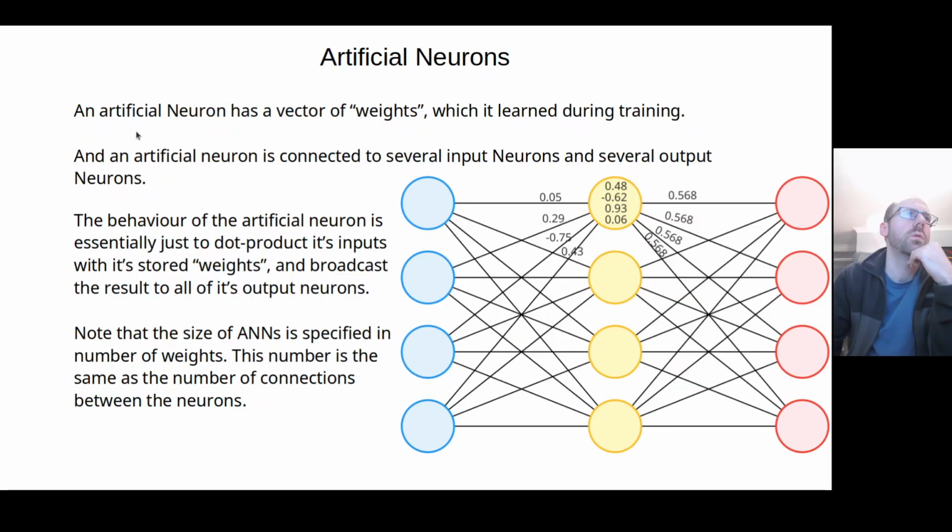Yeah, I'll probably just read what I've written. An artificial neuron is connected to several input neurons and several output neurons. The behavior of the artificial neuron is essentially just to dot product its inputs with its stored weights, right? So our two vectors that we're dot producting are whatever signals we're getting from our inputs and whatever we have stored. And then that output is a single number which it then sends to all of its output neurons. An important thing to remember here is the data is traveling through in one direction. The data is traveling from left to right.